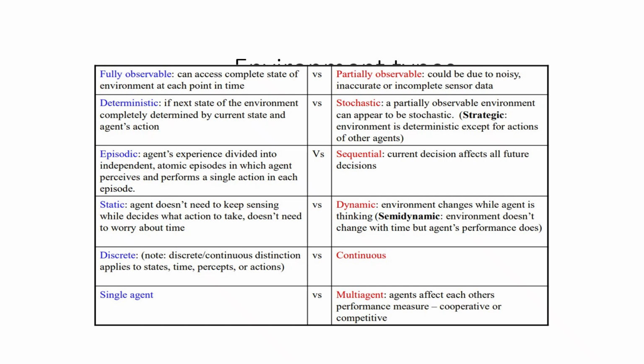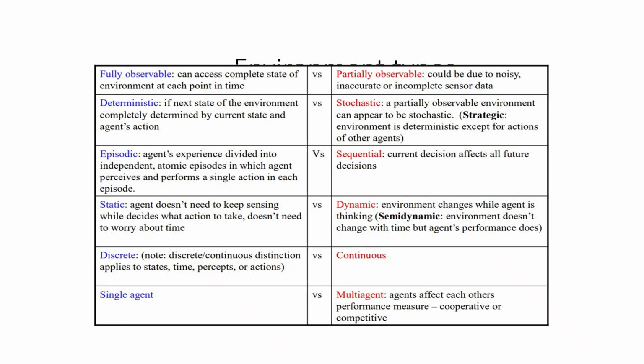Deterministic means the next state of the environment is completely determined by the current state and the agent's action. The example is chess. Stochastic: a partially observable environment can also appear to be stochastic, and a good example is weather forecasting. Episodic means the agent's experience is divided into independent atomic episodes, in each of which the agent perceives and performs a single action. An example is image classification. Sequential means the current decision affects all future decisions. The example, with player 1 and player 2, is chess.